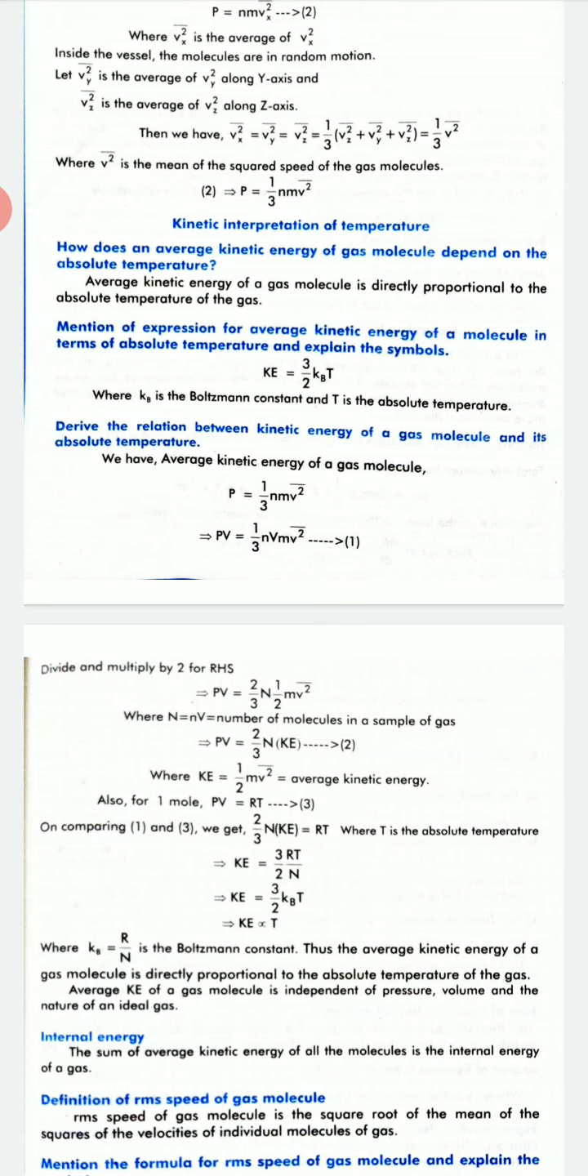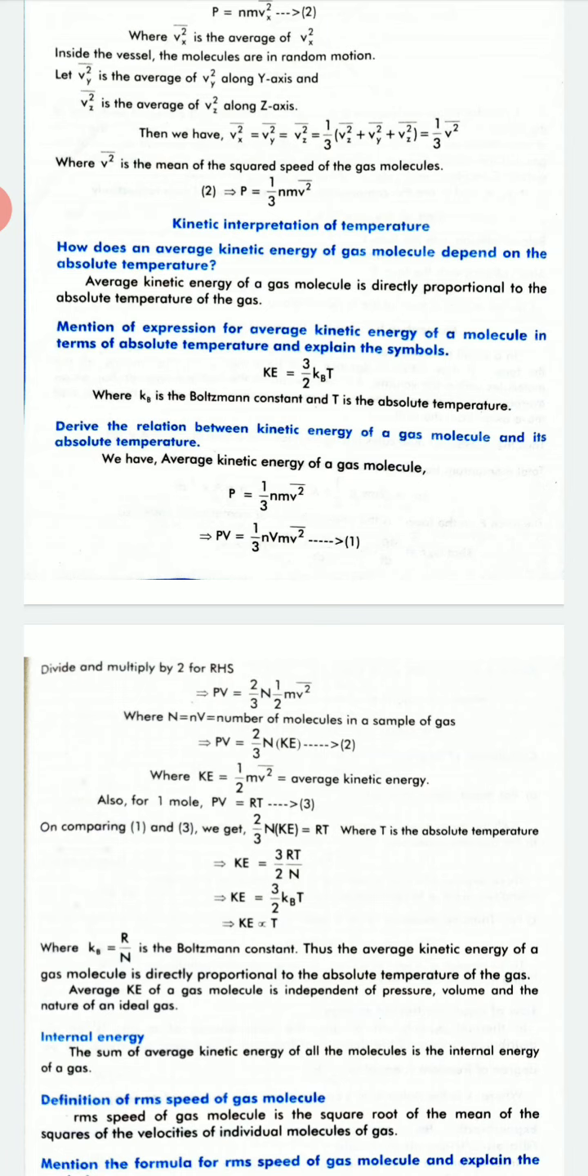Then after that, where T is what? Absolute temperature. Therefore, kinetic energy is equal to 3 by 2 RT by N. So, kinetic energy is equal to 3 by 2 kBT. Therefore, the kinetic energy is directly proportional to temperature. If kinetic energy increases, the temperature also increases. If kinetic energy decreases, temperature also decreases. And the relation between the two is what? KE is equal to 3 by 2 kBT, where kB is what? kB is the Boltzmann constant.